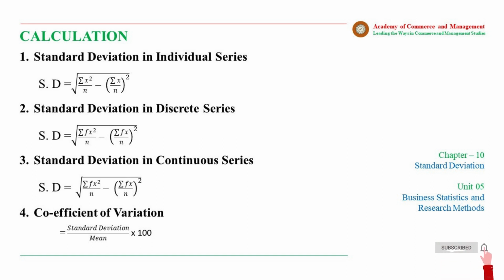To calculate the coefficient of variation, divide standard deviation by arithmetic mean.